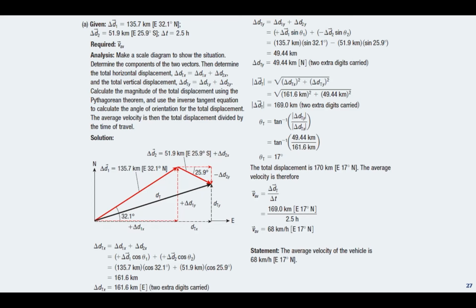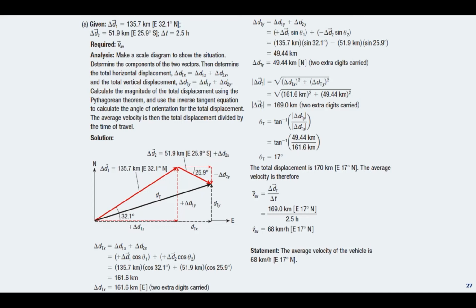And then we find the total displacement in the y-axis. Delta dty is the sum of delta d1y plus delta d2y, which is delta d1 times sine theta 1 minus delta d2 times sine theta 2, according to this diagram. And this gives us delta dty equals 49.44 kilometers. Direction is north.